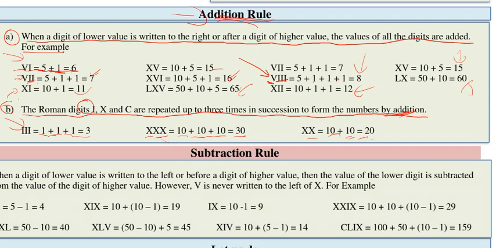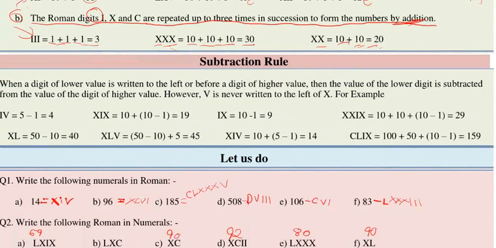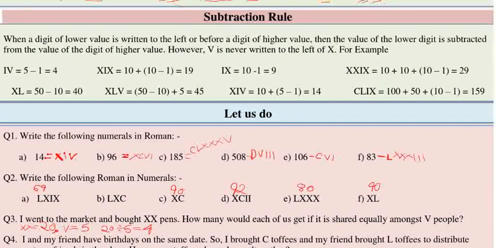Okay, now let's come down to the next part. So it is now the subtraction rule. When a digit of lower value is written to the left or before a digit of higher value, then the value of the lower digit is subtracted from the value of the digit of higher value. However, V is never written to the left of X, for example.